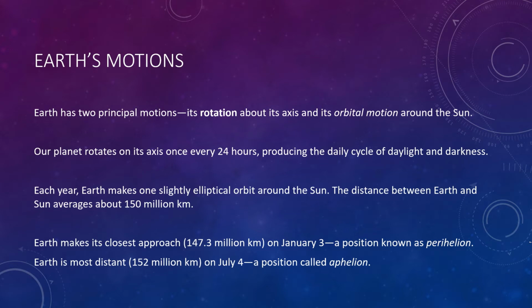Each year, on about January 3rd, our planet is about 147.3 million kilometers, or 91.5 million miles away from the Sun, which is closer than at any other time, a position known as perihelion. But about 6 months later, on July 4th, Earth is about 94.5 million miles away from the Sun, which is the furthest at any other time, and we call this aphelion.